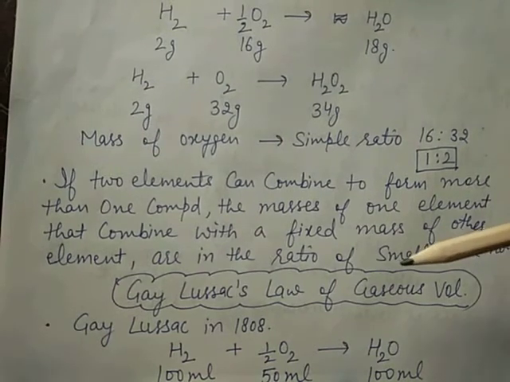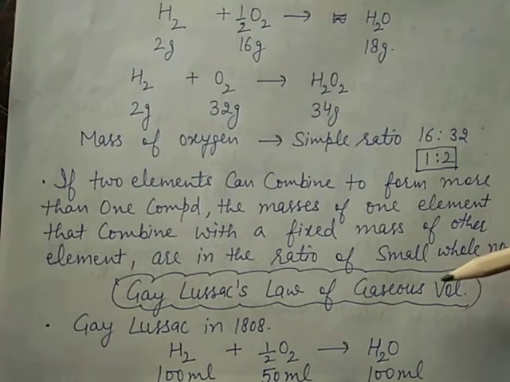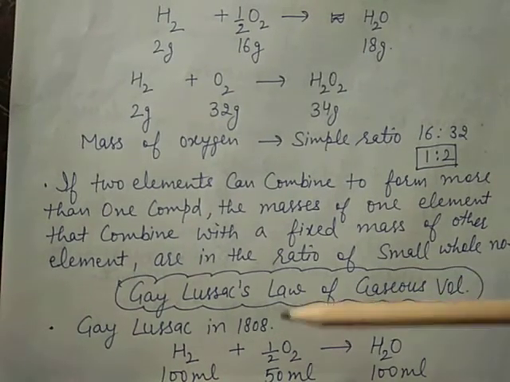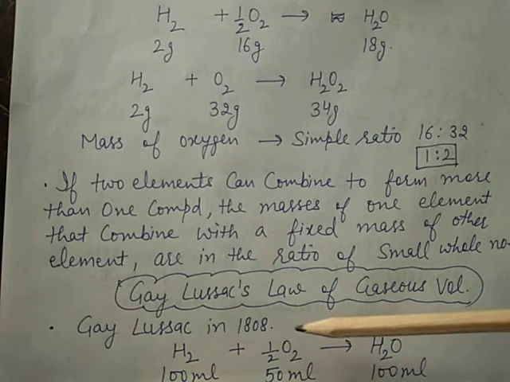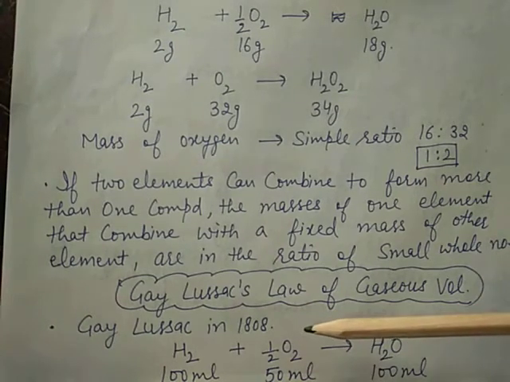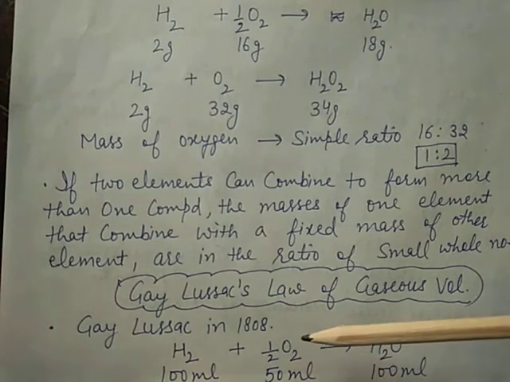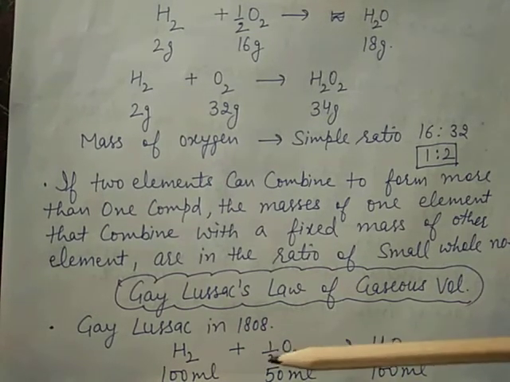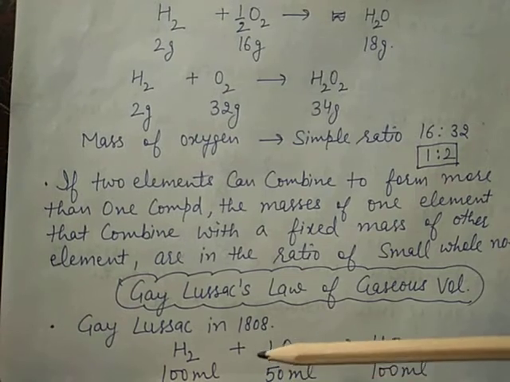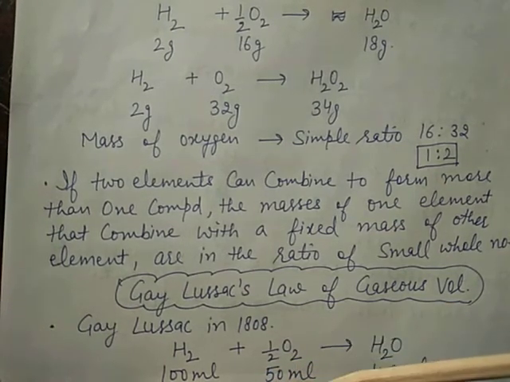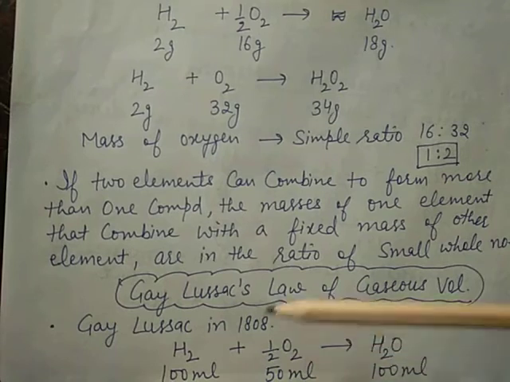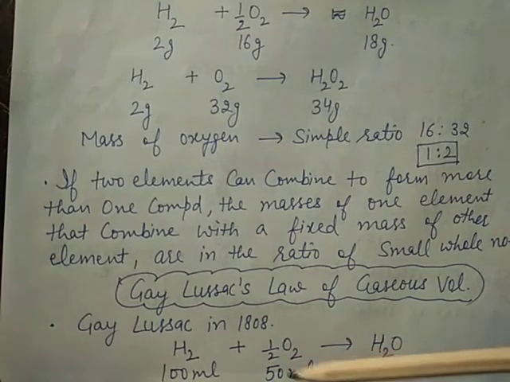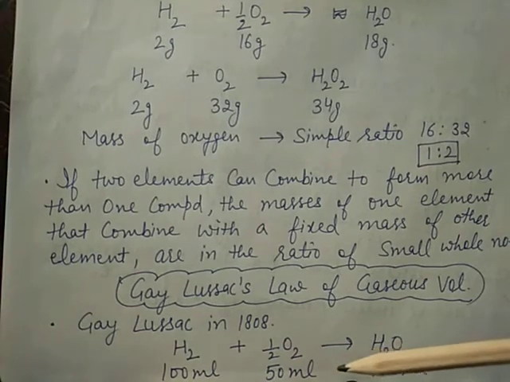Now the next law is Gay-Lussac's law of gaseous volume. This law was given by Gay-Lussac in 1808. According to this law, when gases combine or are produced in a chemical reaction, they are present in a simple ratio by volume, provided all the gases are at the same temperature and pressure.